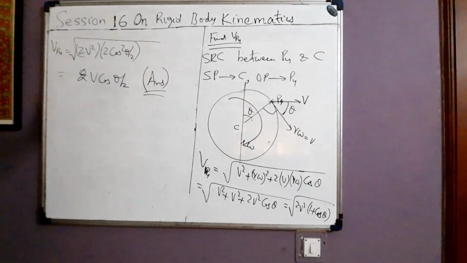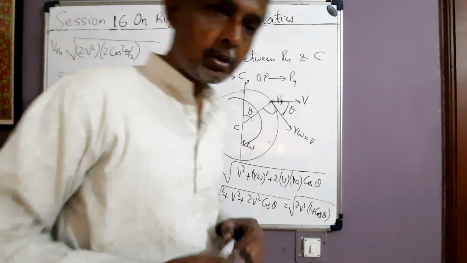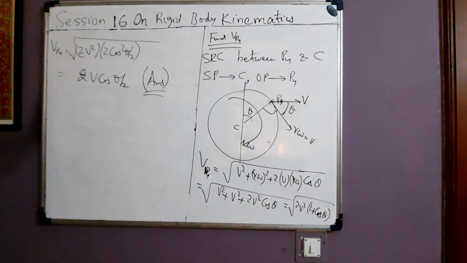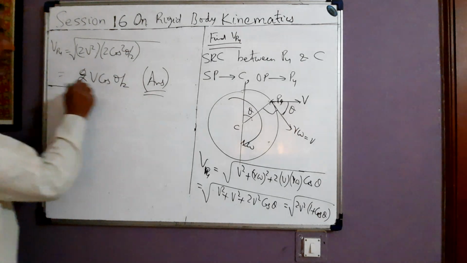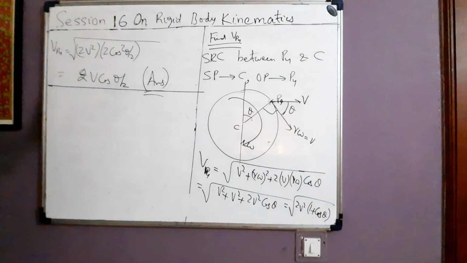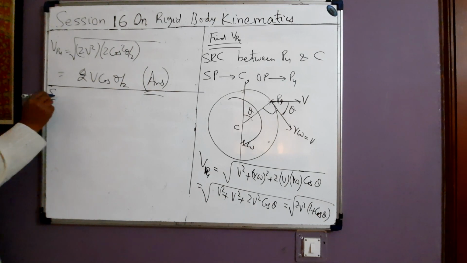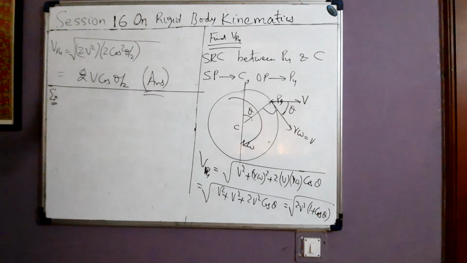So this is solved. I discussed the SRC method. Now I take some other questions on rolling also. So, now I take another question.